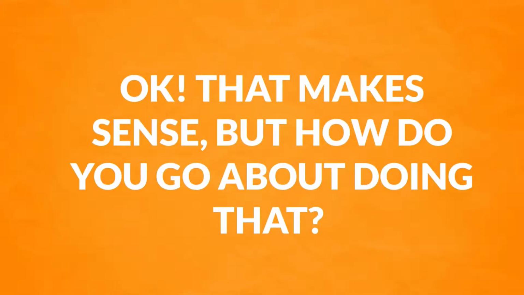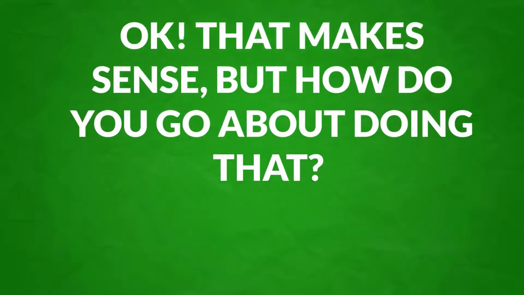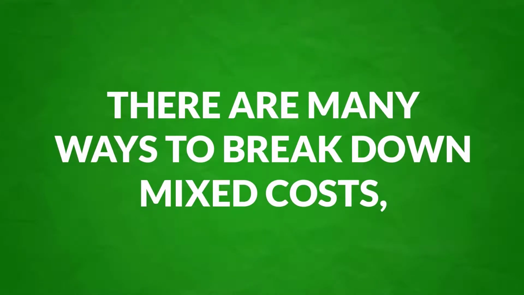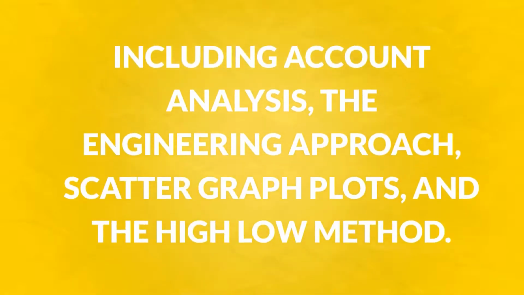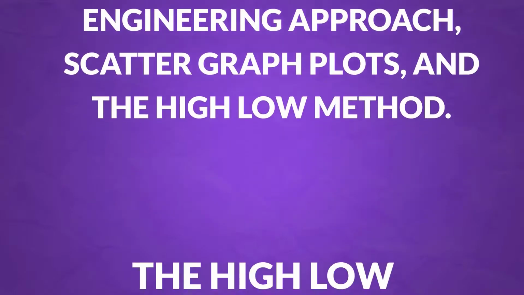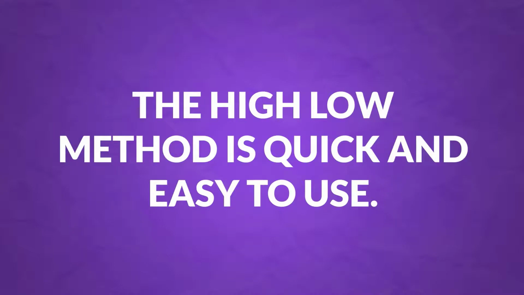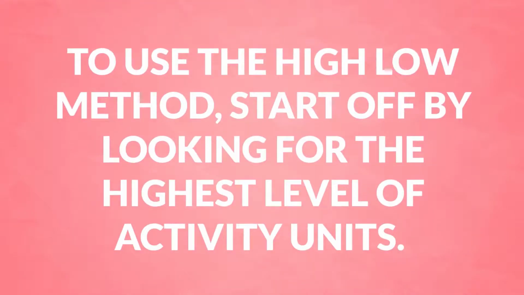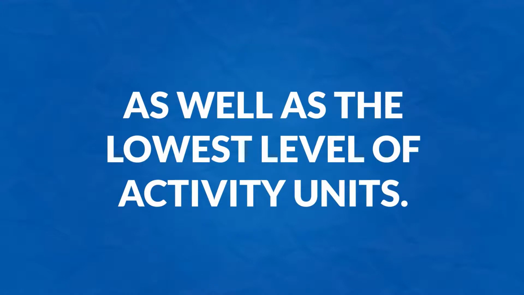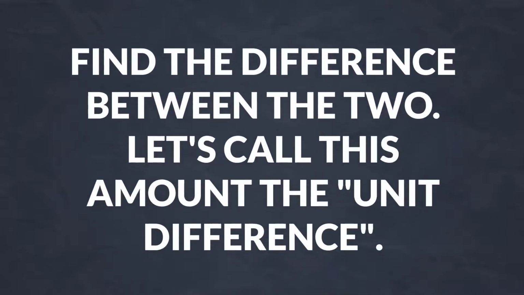Okay, that makes sense, but how do you go about doing that? There are many ways to break down mixed costs, including account analysis, the engineering approach, scatter graph plots, and the high-low method. The high-low method is quick and easy to use. To use the high-low method, start off by looking for the highest level of activity units, as well as the lowest level of activity units. Find the difference between the two. Let's call this amount the unit difference.